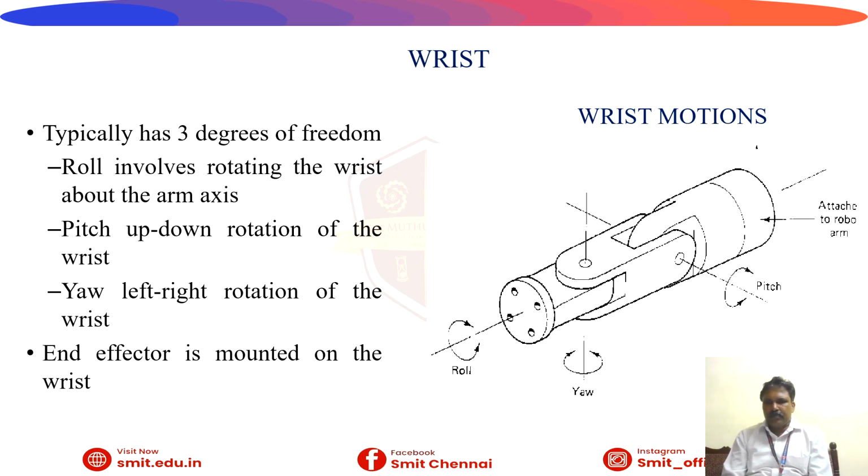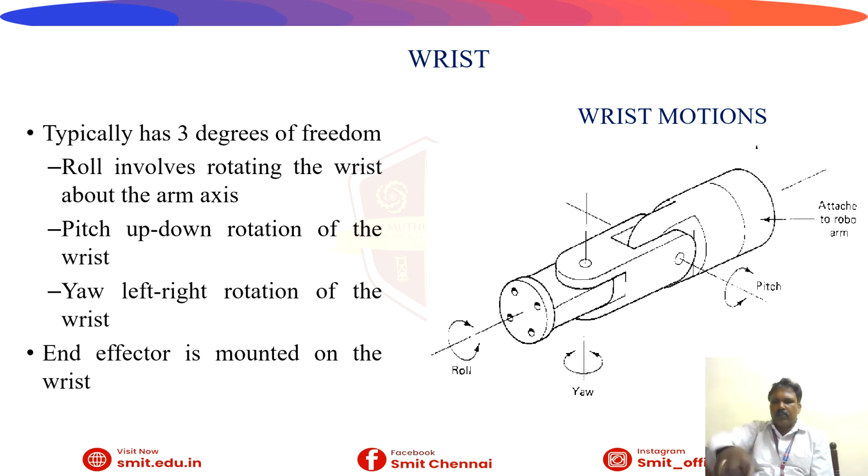Now the wrist, like our hand wrist, is the main component of a robot. What are the various functions? Rolling, pitch up and down, and yaw. Roll means for revolution purpose we can use this. Pitch, up and down motion will be there, just like when you are moving a hand like this, it is called pitch. Yaw, in this direction.